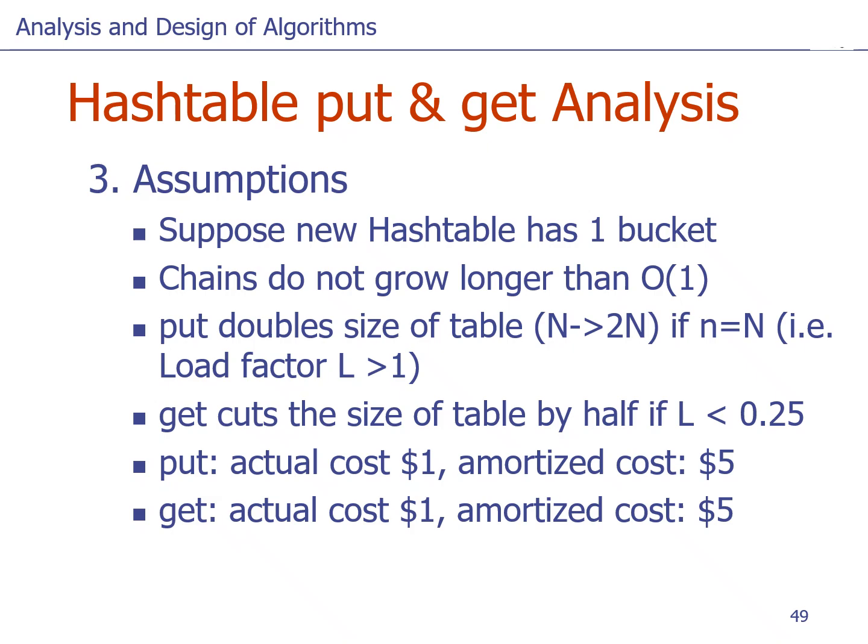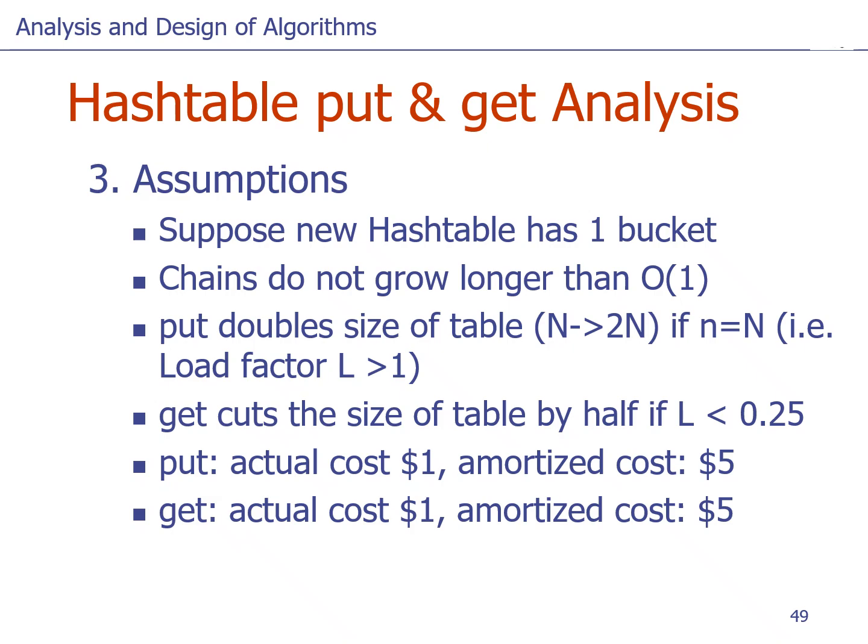Another assumption: double the size of the table if the load factor is equal to 1, or if small n is equal to big N, which is the same assumption we've seen with the previous technique. Cut the size of the table by half if L drops below a quarter. For example, if I have 5 keys and 20 buckets, 5 divided by 20 is a quarter. Once I remove one of those keys, 4 divided by 20 is less than a quarter, so I have to cut the number of buckets by half. This is just to save memory.